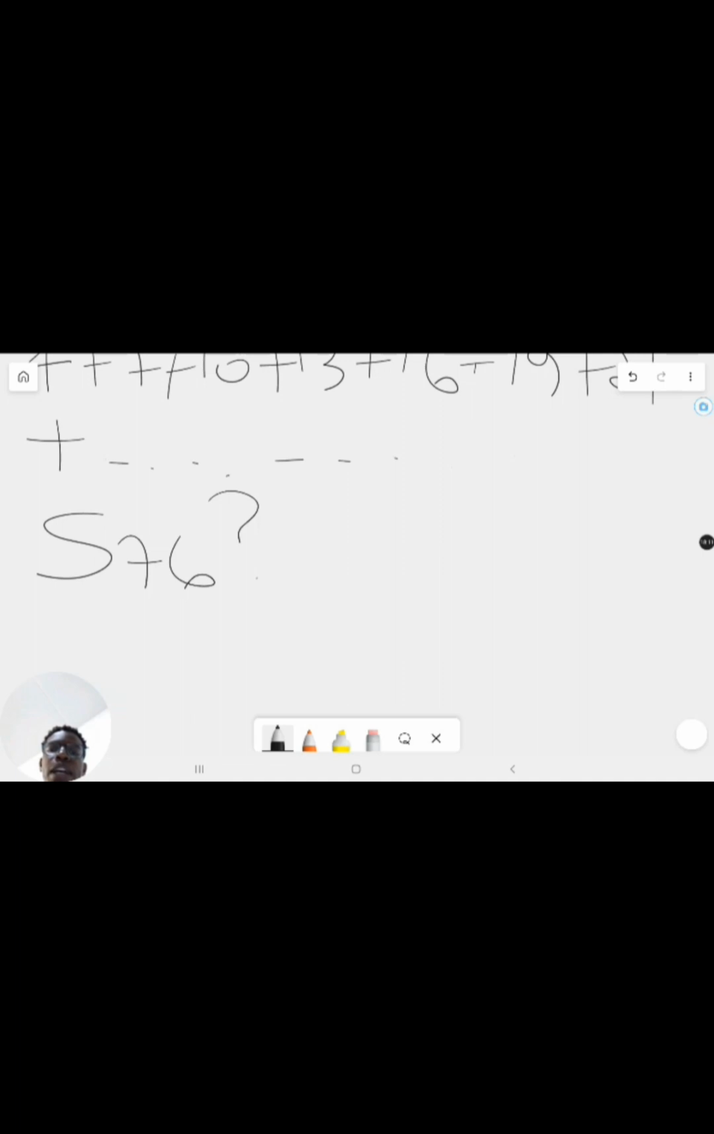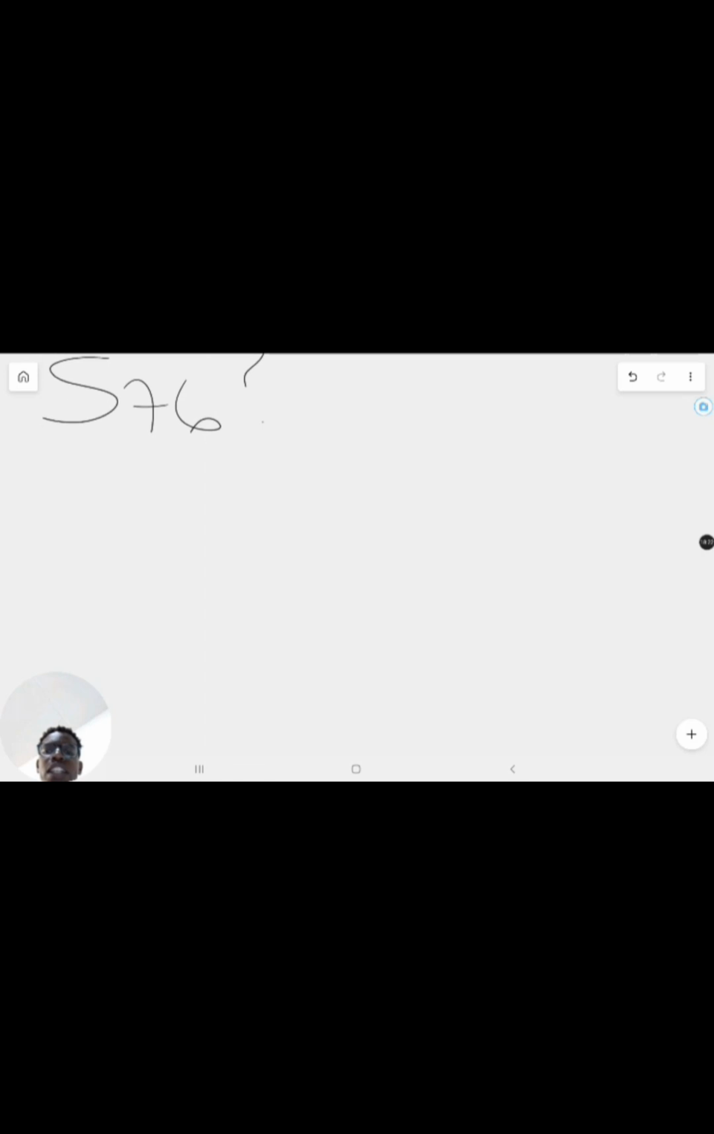Once you get to term number 76, then you take all those terms up to term number 76 and you add them up. Now that's going to take a bit of time. It's going to take a long time for you to achieve that. Now we need a shortcut. How do you get to add the first 76 terms without actually having to add all the individual terms?